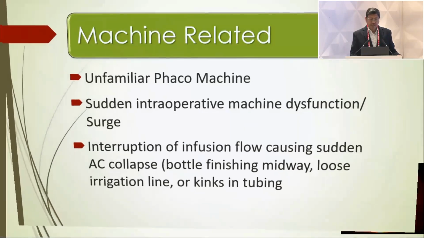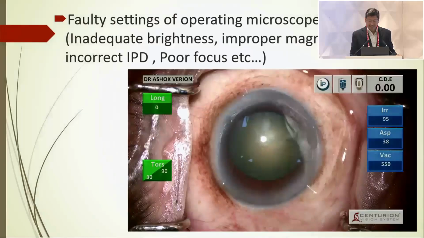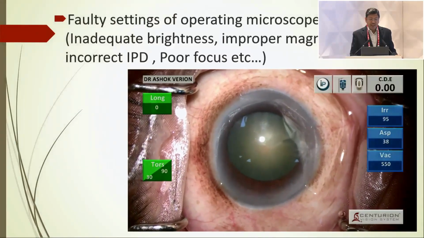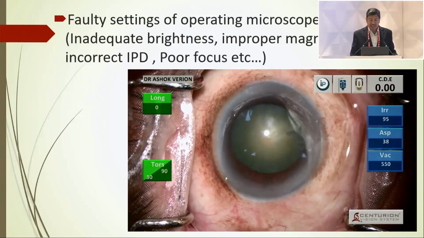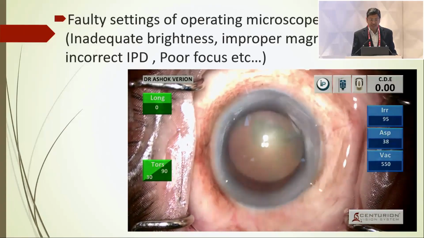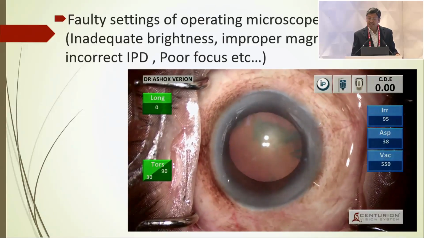So machine related, if you are not familiar with the phaco machine that you are handling, and if there is a sudden surge, if there is a collapse due to irrigating line getting blocked or bottle finishing midway, then there is a risk also. Faulty setting in the microscope where the brightness is poor, coaxial illumination is incorrect, focus is not proper, or there is a fogging below the eyepiece, then in that case there is a high risk.